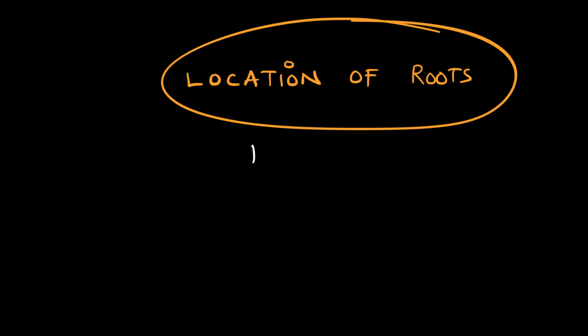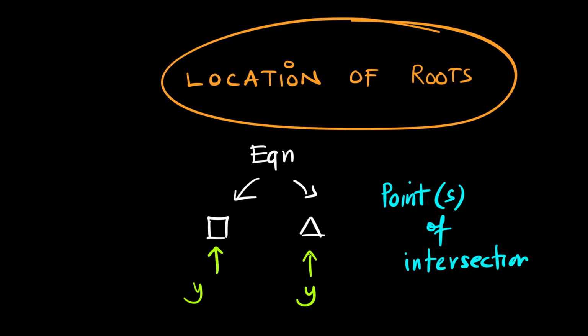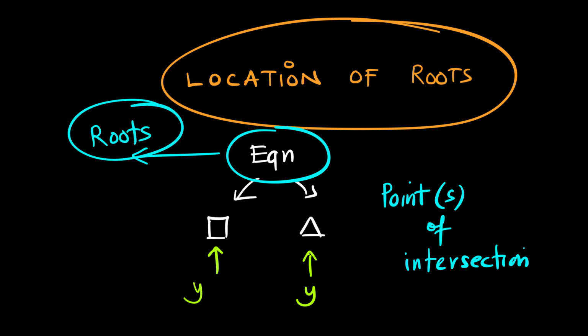Now we will use this knowledge to locate the roots based upon a sketch. An equation will be given. That particular equation will be broken up into two parts. We will sketch each part separately, and the point or points of intersection of these graphs will tell us the number of roots of the original equation. So in the videos that follow, we will be doing more examples on this.